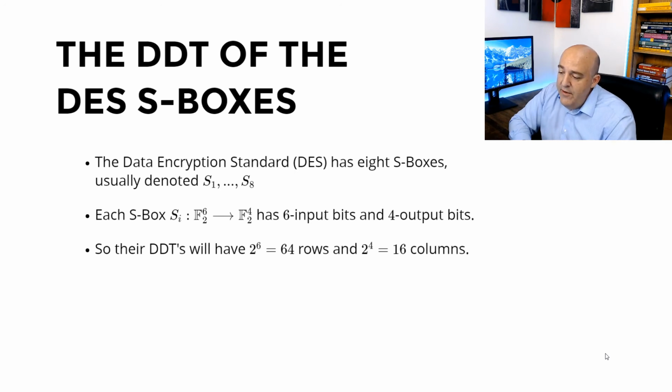Their differential distribution tables will therefore have 2 to the 6, which equals 64 rows, and 2 to the 4, which equals 16 columns. This differential distribution table is not too big, and we could print it out in the console window and see it. So we'll see that as well.